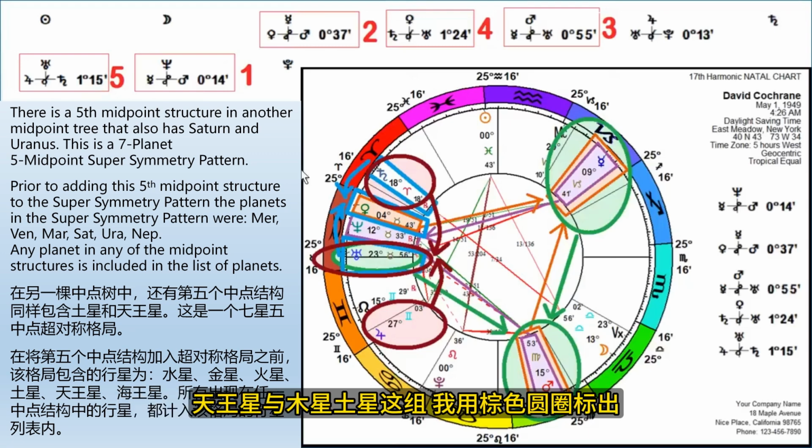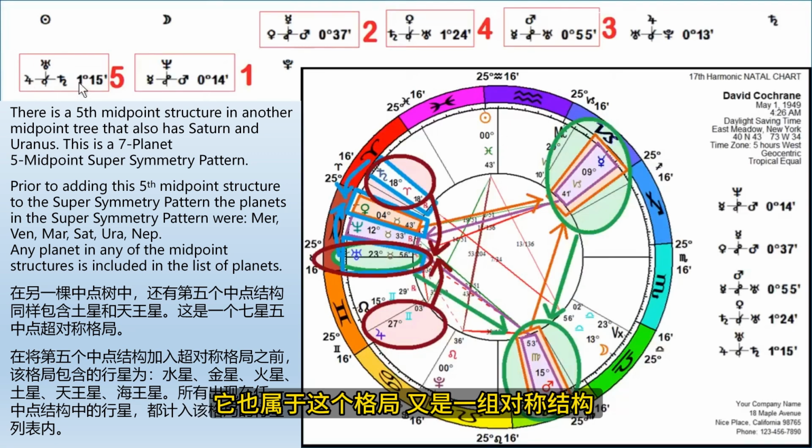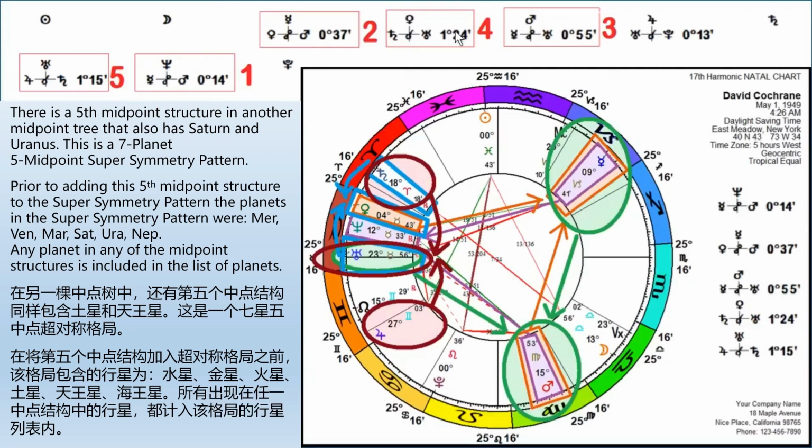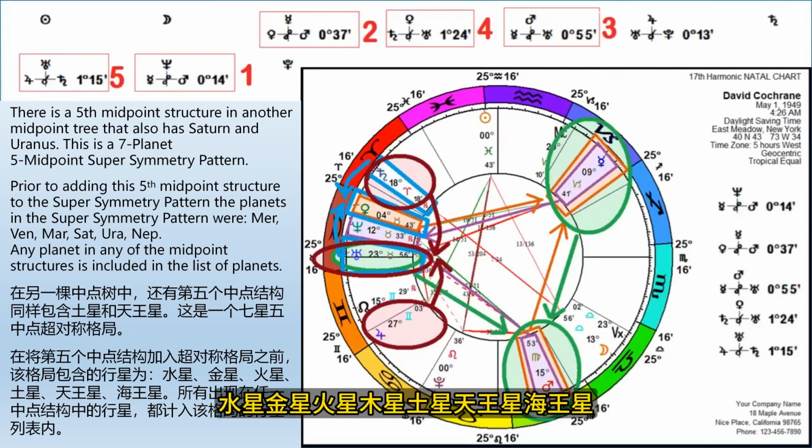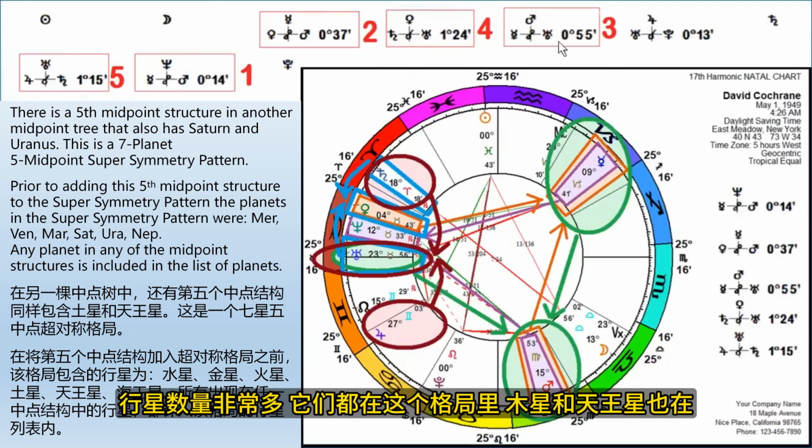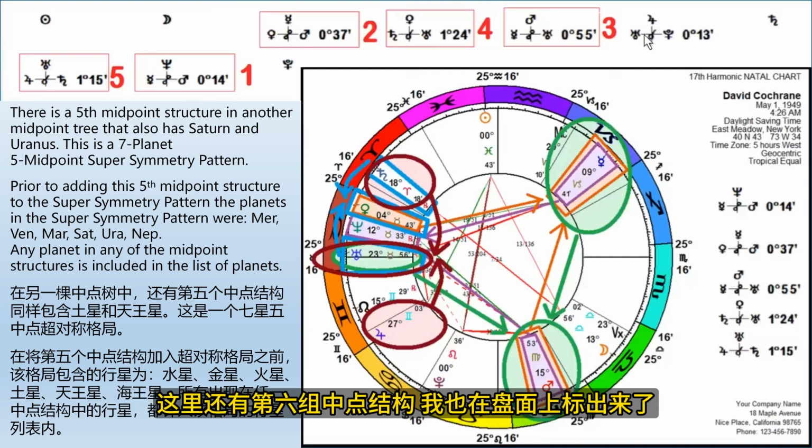So Uranus at Jupiter Saturn, I did that in brown with circles. It's in here. Another symmetry. Rather weak with a 1 degree 15 minute orb, but it is there. Okay, any planet that's in these midpoint structures, we now have a long list. What do we have? Mercury, Venus, Mars, Jupiter, Saturn, Uranus, Neptune. That's a lot of planets. Are they here? Yes, Jupiter and Uranus are here. There's a sixth midpoint structure.